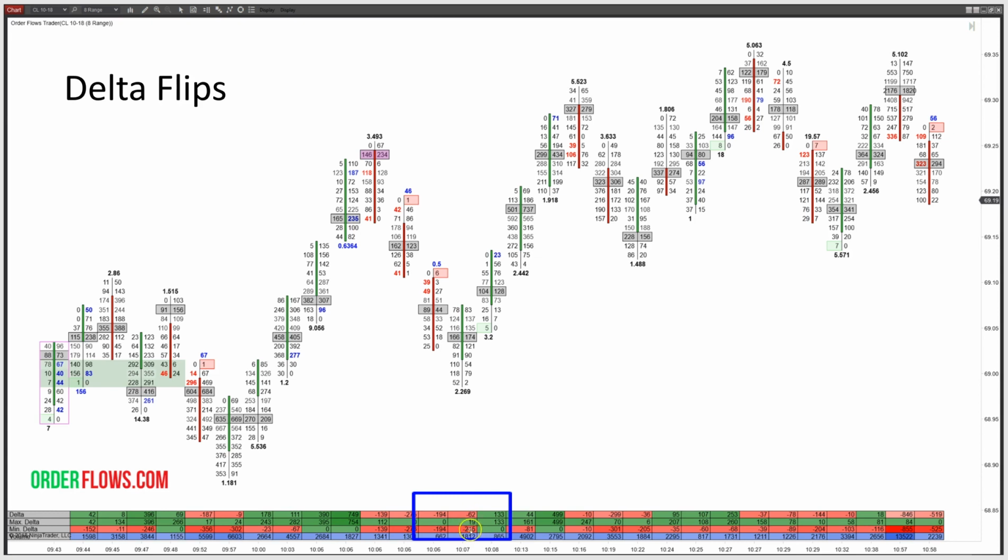Then you got an intervening bar. Then the next bar, 133 final delta, max delta 133, and 0. This is what I call the intervening bar. I would just ignore it.